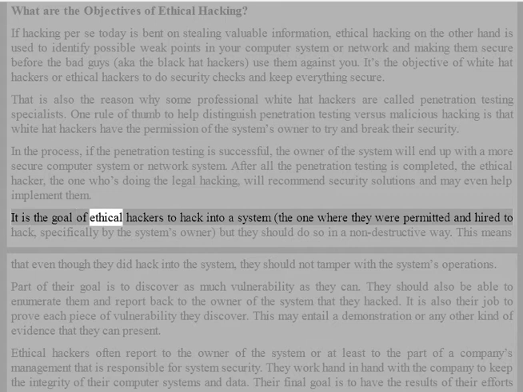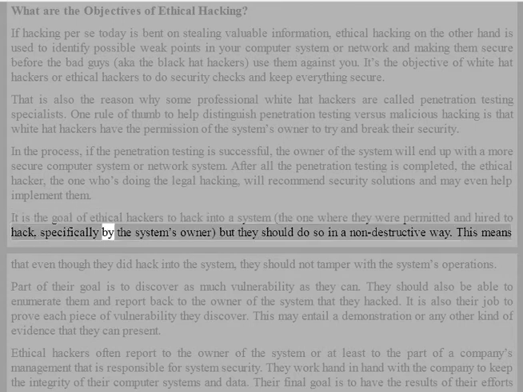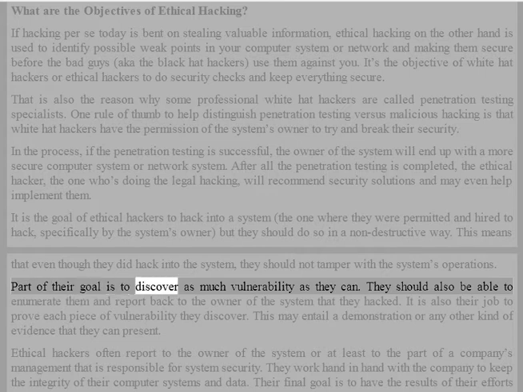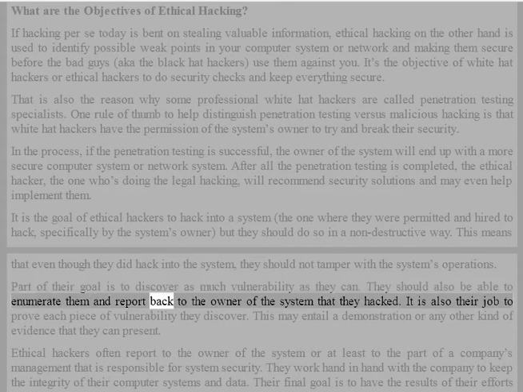It is the goal of ethical hackers to hack into a system, the one where they were permitted and hired to hack, specifically by the system's owner, but they should do so in a non-destructive way. This means that even though they did hack into the system, they should not tamper with the system's operations. Part of their goal is to discover as much vulnerability as they can. They should also be able to enumerate them and report back to the owner of the system that they hacked.